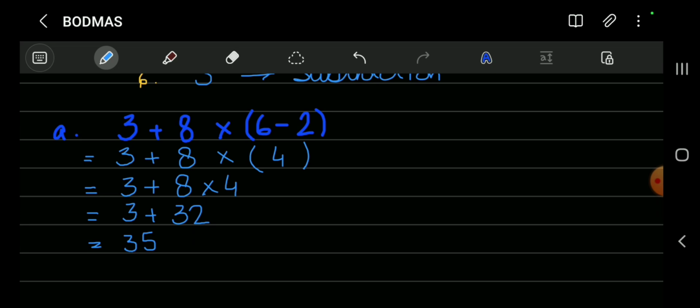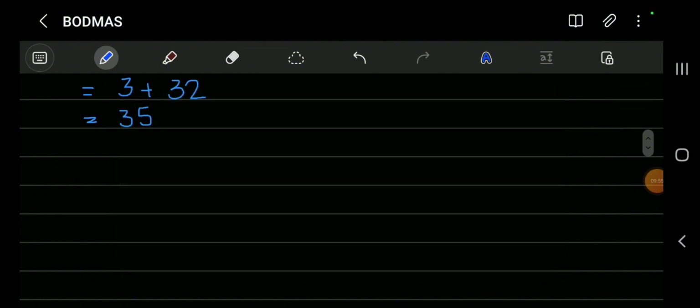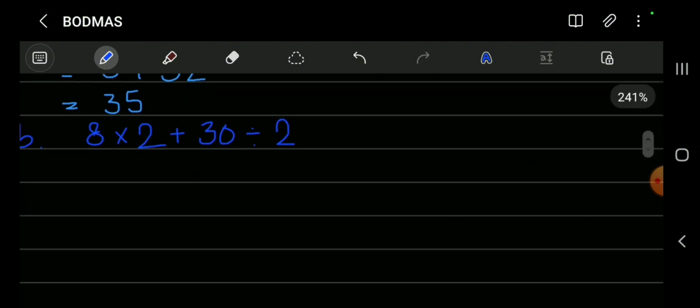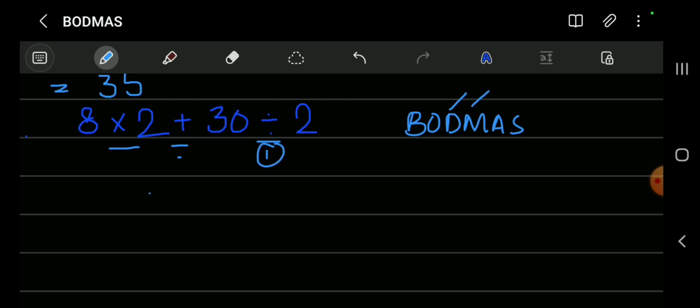Let's do another example. 8 into 2 plus 30 divided by 2. So now we are involving an operation in which we have to do the division. Okay, so see, in the hierarchy of operations of the BODMAS rule, first we are going to see there is division, addition and multiplication. So first division, then multiplication, and then addition.